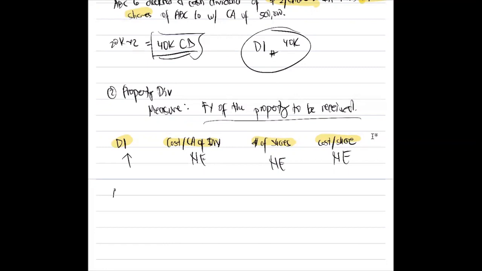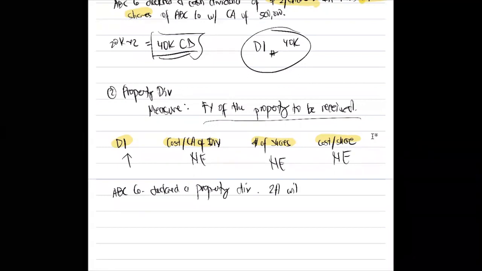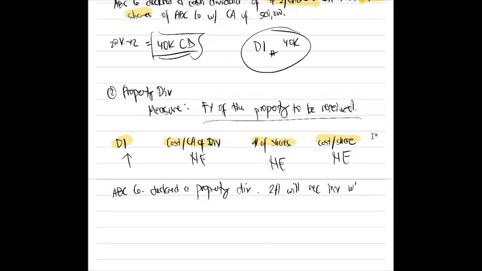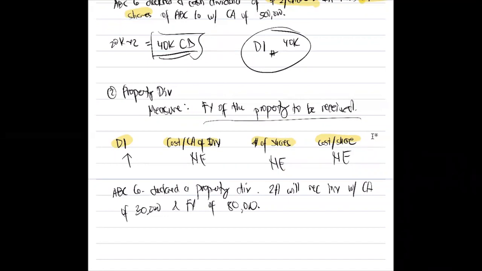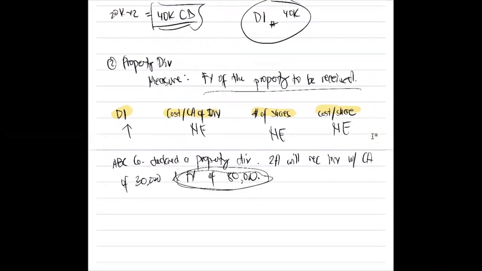So for example, ABC company declared a property dividend. 2A will receive inventory with carrying amount of 30,000 and fair value of 80,000. So how should you record the amount of the dividend received? At the fair value of the property received, and the fair value is 80,000 pesos.